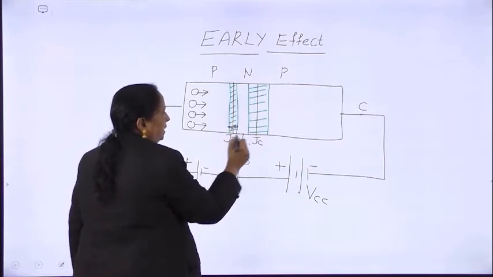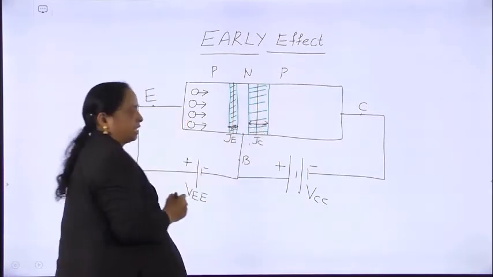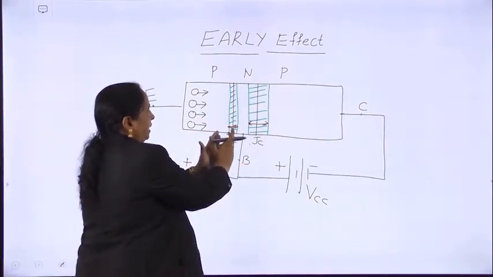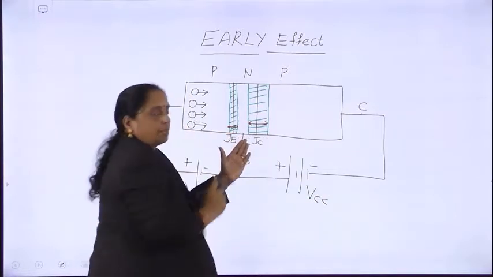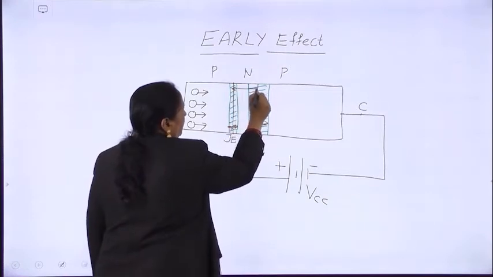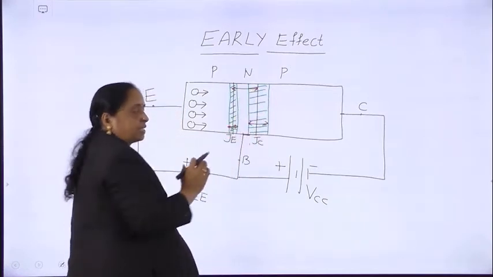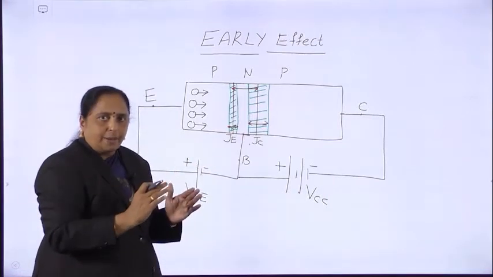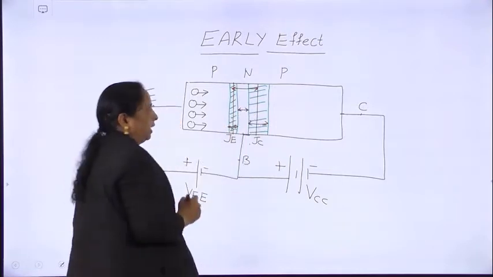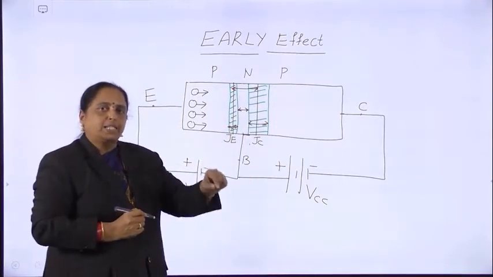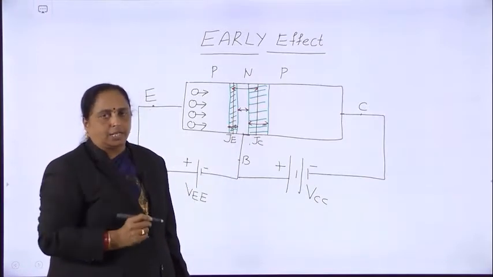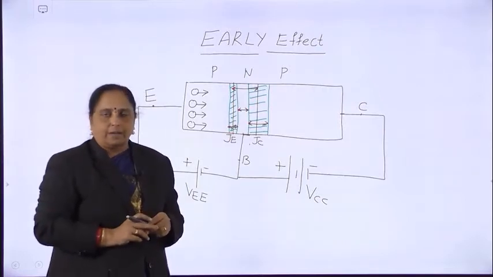Initially, what is the base width here? This is the depletion width in the JE and JC junctions. Whenever the forward bias is increased, the collector, which is reverse biased, has its depletion width increased. Therefore, initially the base width is this one. Now, because of this extension of the depletion width under reverse bias condition, the width comes down like this. So the effective base width decreases due to the external reverse voltage across the collector junction. This is known as early effect.